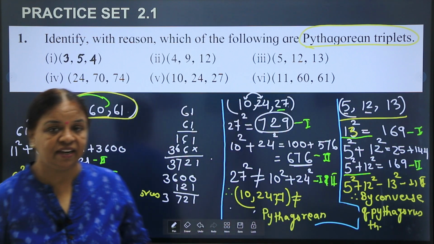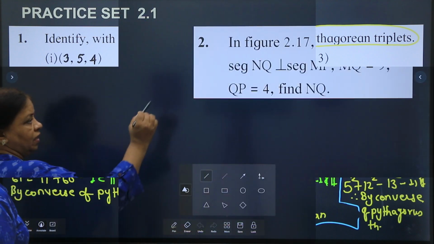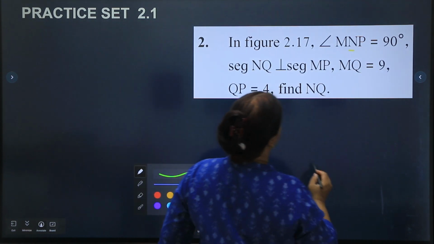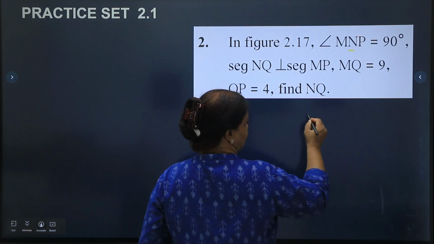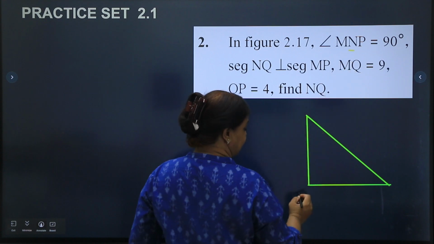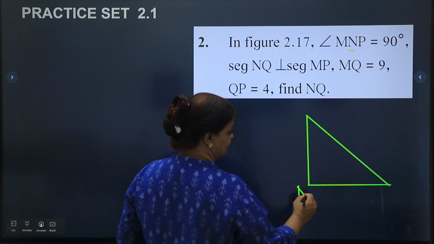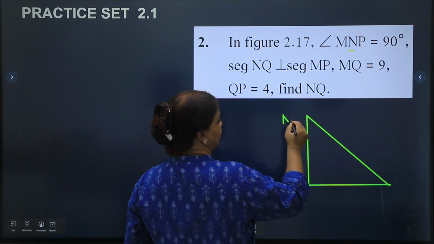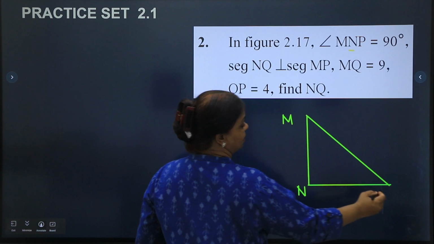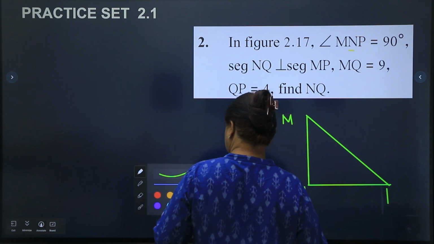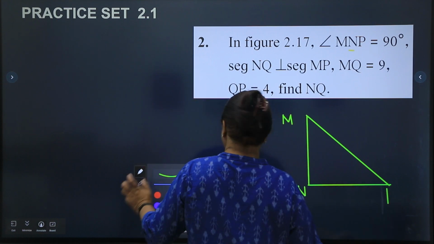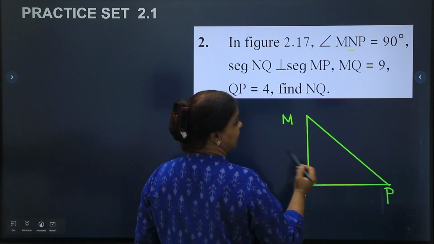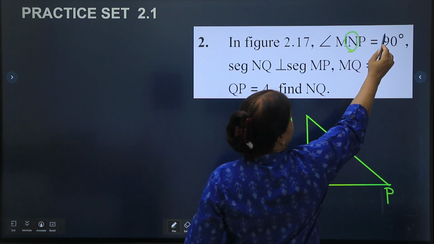Pause the video and solve the sum. There is a figure MNP where angle N is 90 degrees. Let me draw the figure. Angle N is 90 degrees. This is M, N, and this is P. So N is 90 degrees, okay? This is 90 degrees, given.